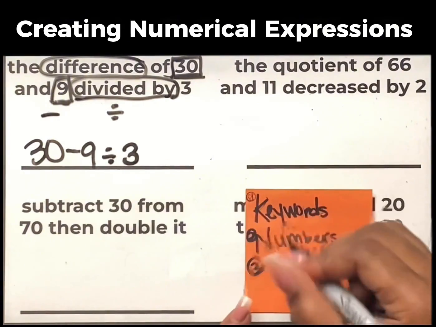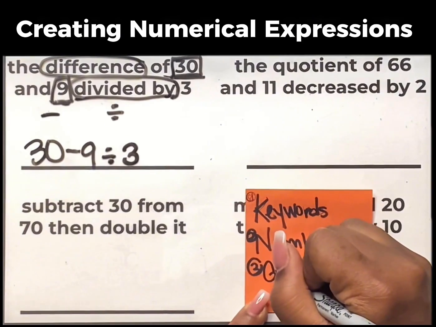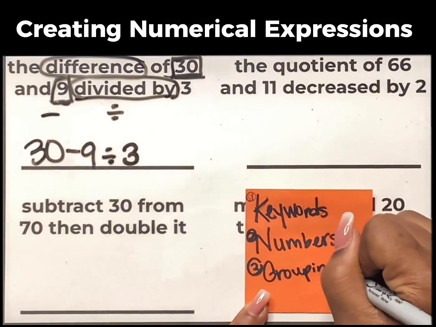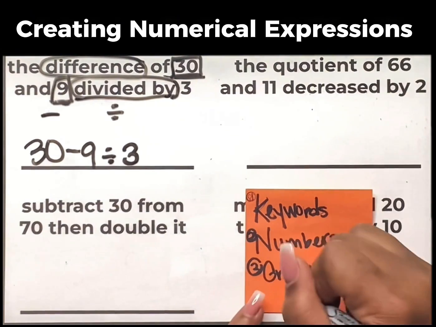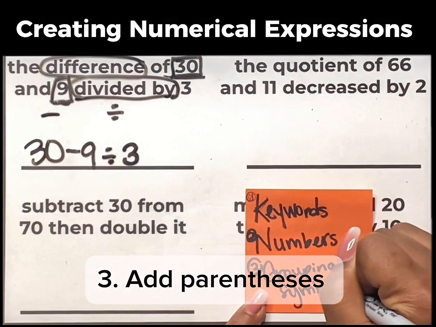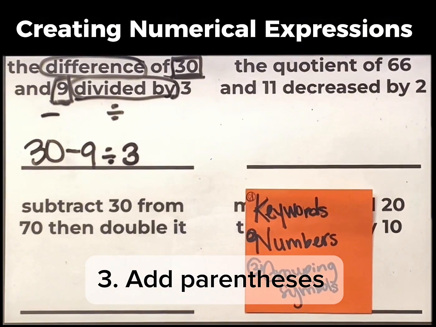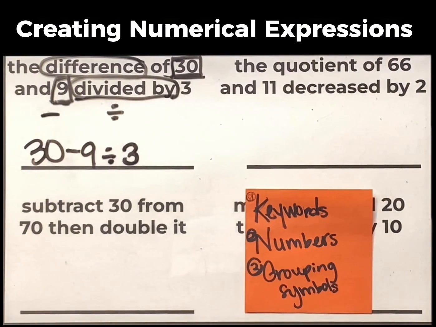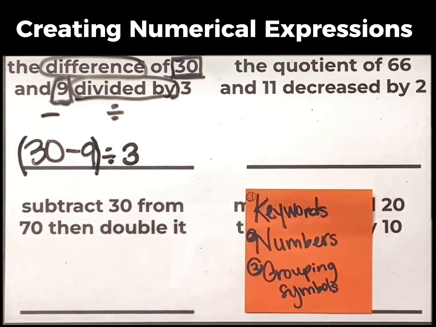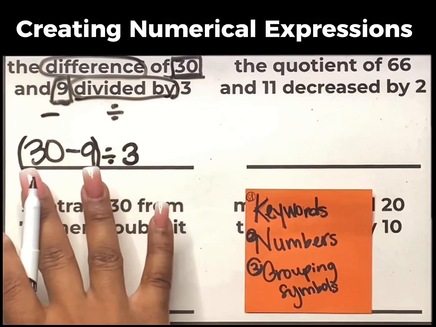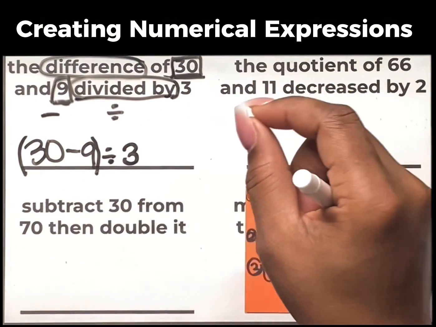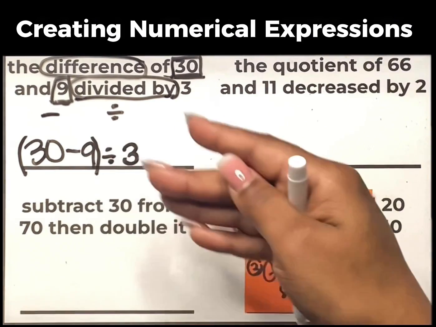Okay, step 3, let's put grouping symbols around the operation that we want done first. When I say grouping symbols, I'm talking about what? Hopefully you said parentheses. So this tells me I understand that I'm doing this part first, and then I'm doing this after that.